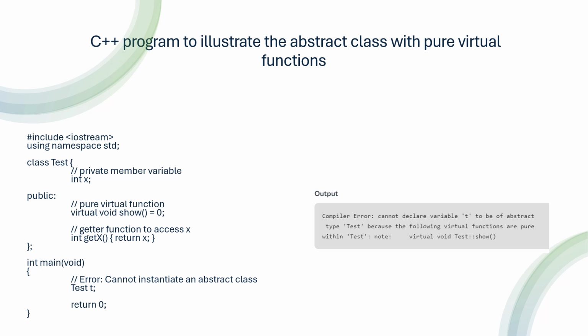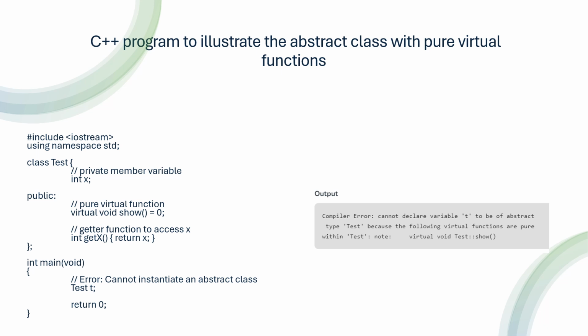Here in the abstract class, we are declaring the member variables. We are using virtual void show equal to 0, and we are going to access the function with integer x. Here we are creating an object for the class Test. Test is the class name, and we are creating the object.